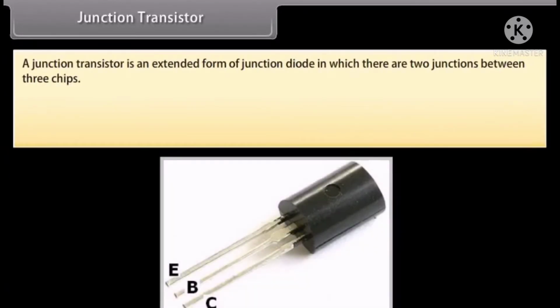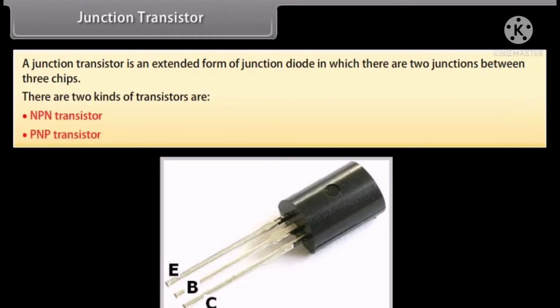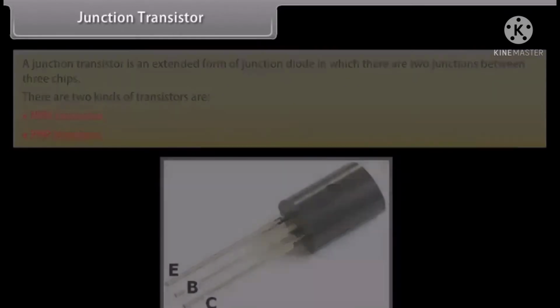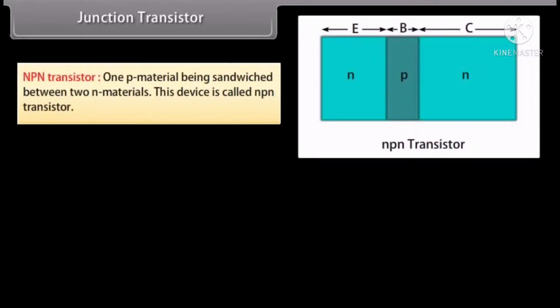Junction transistor. A junction transistor is an extended form of junction diode in which there are two junctions between three chips. There are two kinds of transistors: NPN transistor and PNP transistor. In an NPN transistor, one P material is sandwiched between two N materials. This device is called an NPN transistor.